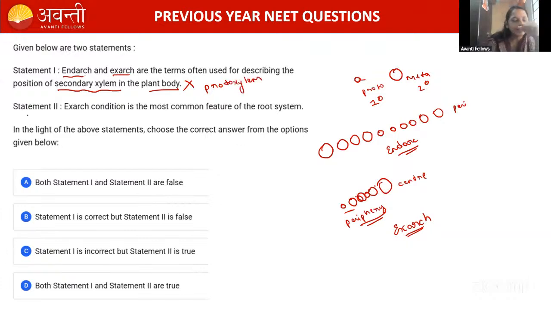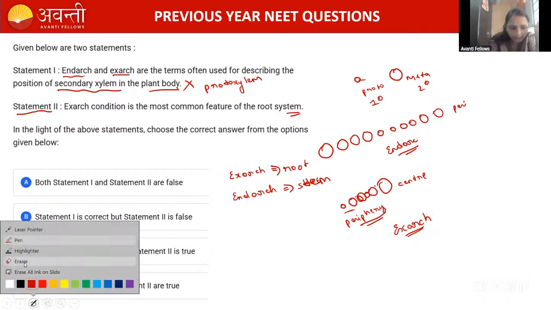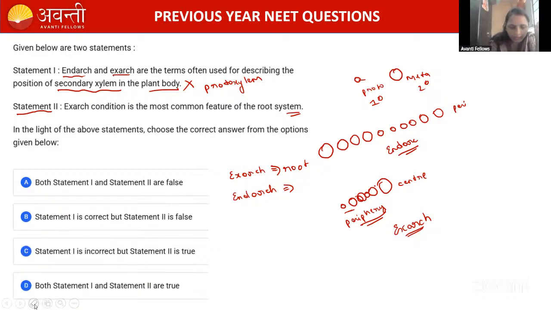Then coming to statement 2, exarch condition is the most common feature of the root system. Yes, we studied that, right? Exarch is important and is present in the root. And endarch we studied is present in the stem. Endarch we can mainly see in the stem.